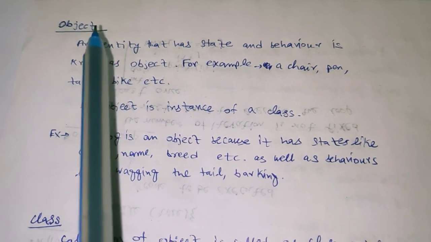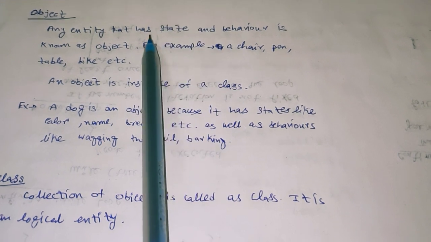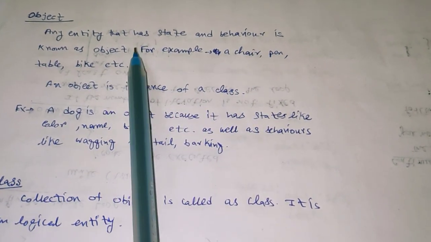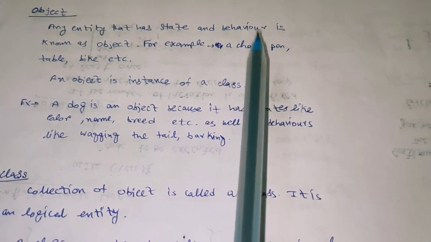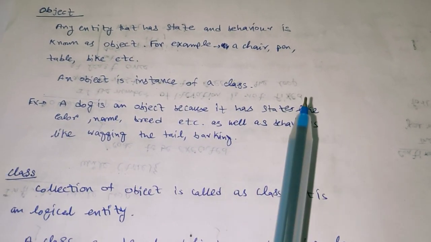We're discussing objects. So what is an object? Any entity that has state and behavior is known as an object. For example, a chair, a pen, a table, a bike, etc. An object is an instance of a class.